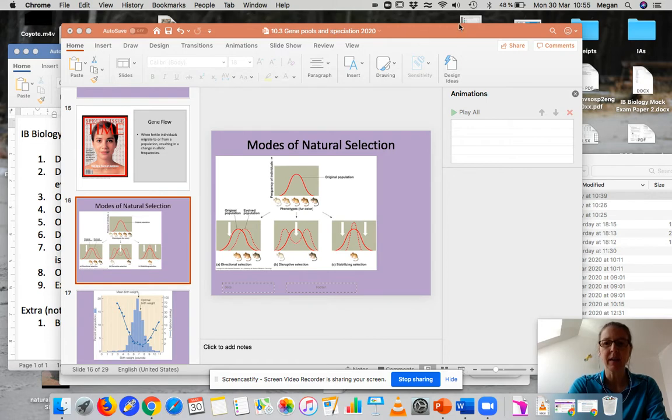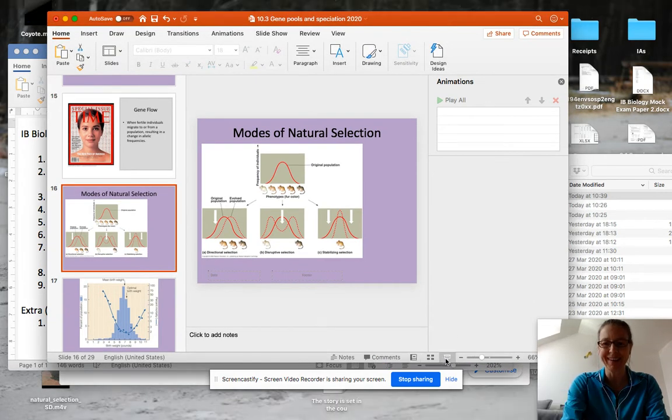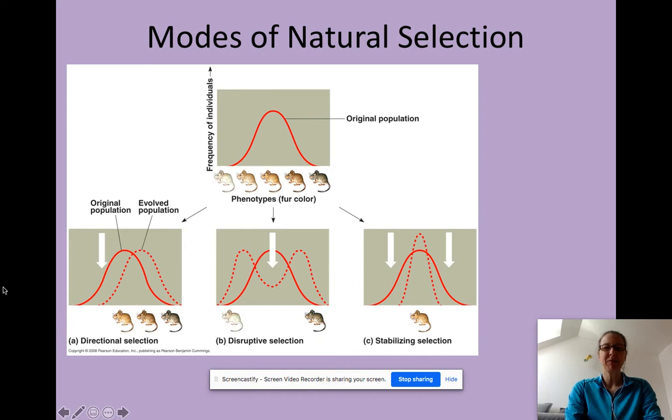I can get it to pop up there. Okay, so modes of natural selection. If we have an original population with continuous variation, maybe caused by polyploidy or something like that, here we have continuous variation in mice. They range from a very light color to a very dark color.